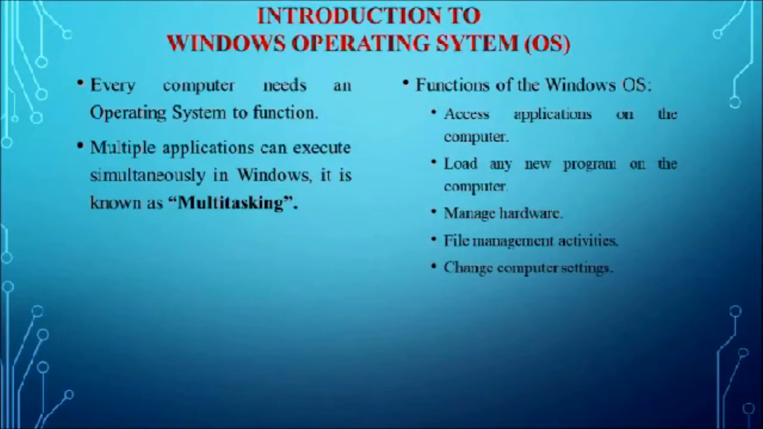So the mouse is used to interact with Windows by clicking the icons, whereas the keyboard is used to enter numbers, alphabets, and characters. Now let us see the functions of Windows operating system. You can see some of the functions mentioned here.